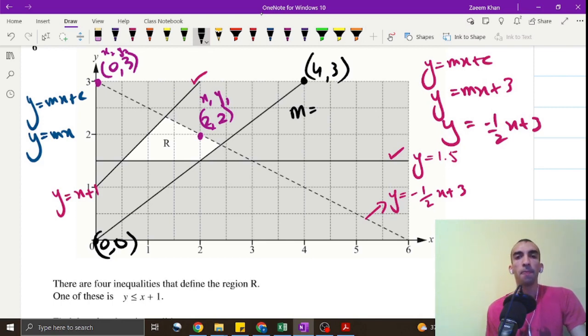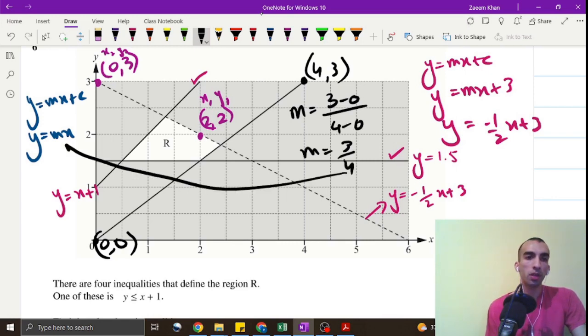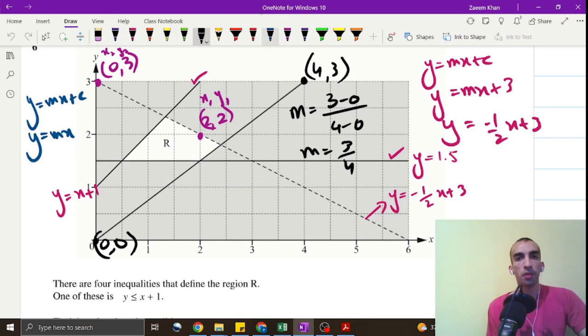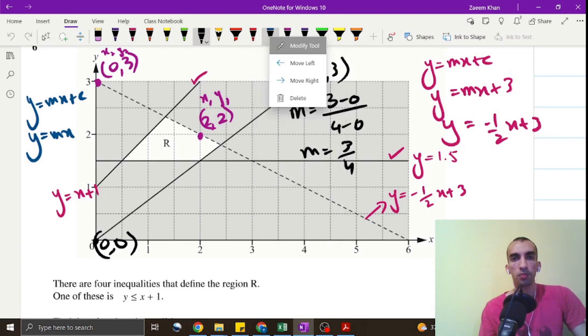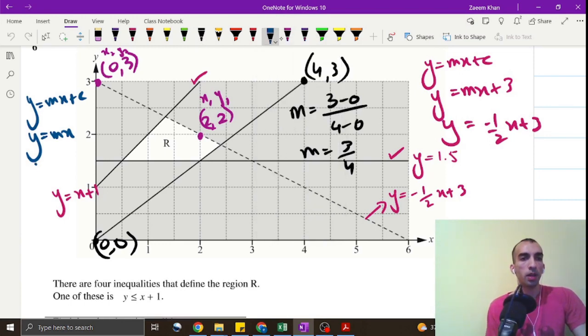Yes? Three minus 0, 4 minus 0. We are left with 3 by 4. This 3 by 4 can get plugged in over here, and we are going to say it's, hold on, y is equal to 3 by 4x. You just figured out the equation for this line, right?